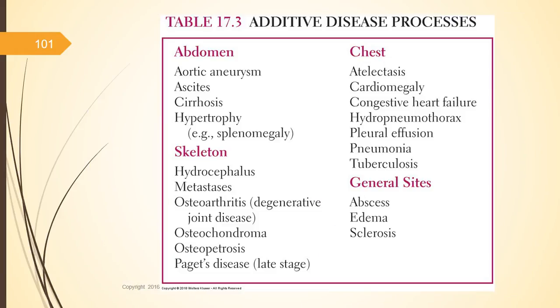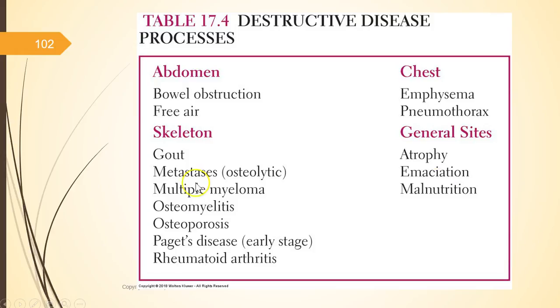Here are some of the additive disease processes. Again, these are not part of your text. You're going to learn about them later, but these are some of the things that may add technique to your exposure. An aneurysm, ascites, cirrhosis, the skeleton. Here's some of these. Don't confuse osteopetrosis with osteoporosis. And then chest, atelectasis, all of this is increased fluid. And then you can have abscess, edema, or sclerosis. Here's some destructive, and there's that osteoporosis. So that's decreased bone. But you can also have a bowel obstruction or free air that is a destructive. And so just looking at some of those.